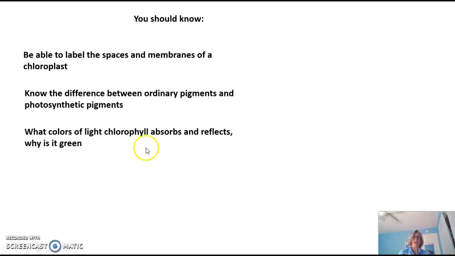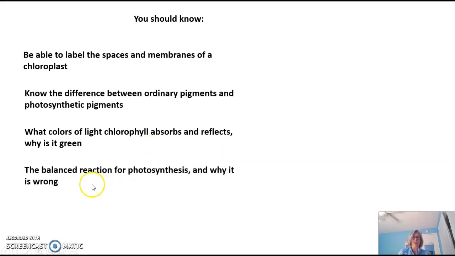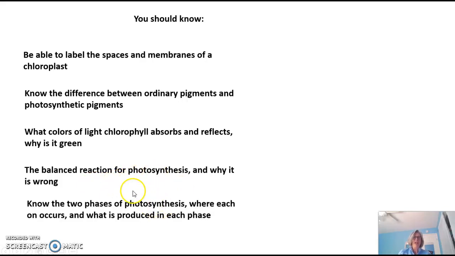You should know what colors of light chlorophyll absorbs and which colors it reflects, and why it is green. You should know the balanced reaction for photosynthesis and why it's wrong. You should know the 2 phases of photosynthesis and where each one occurs and what is produced in each phase. The other thing you should really understand is where chlorophyll is located in the plant.